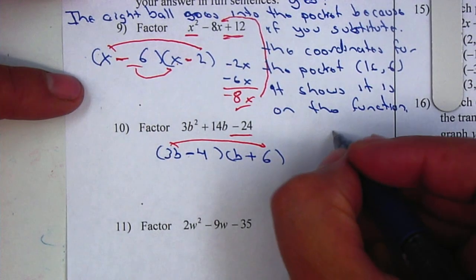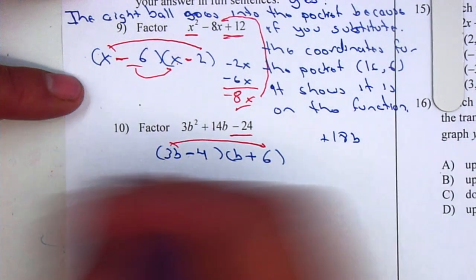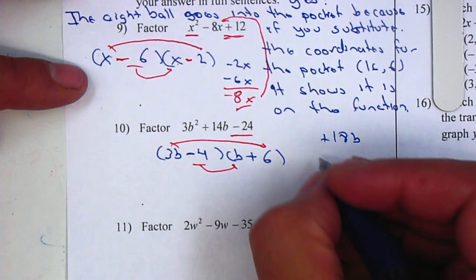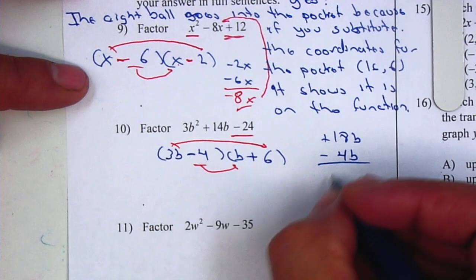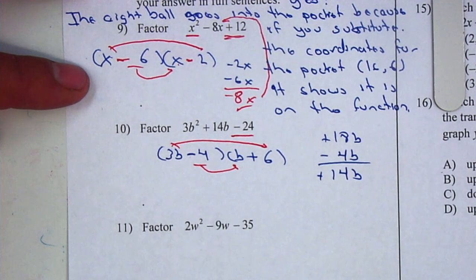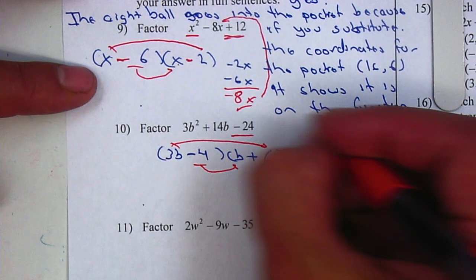That is positive 18b. This gives me negative 4b. 14. And does it match the middle term? Yes.